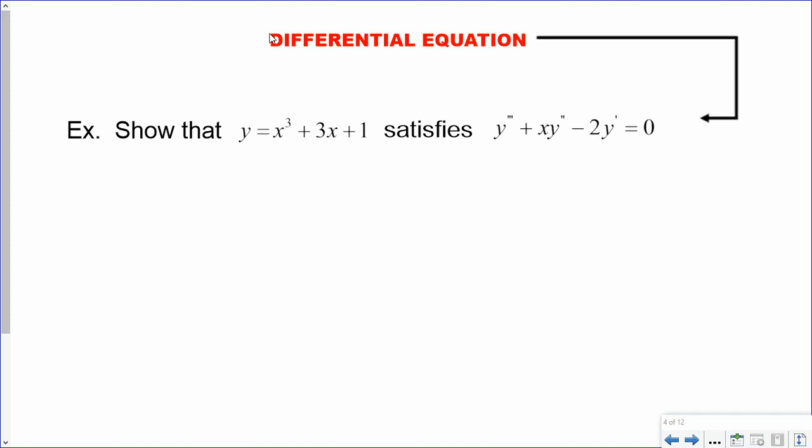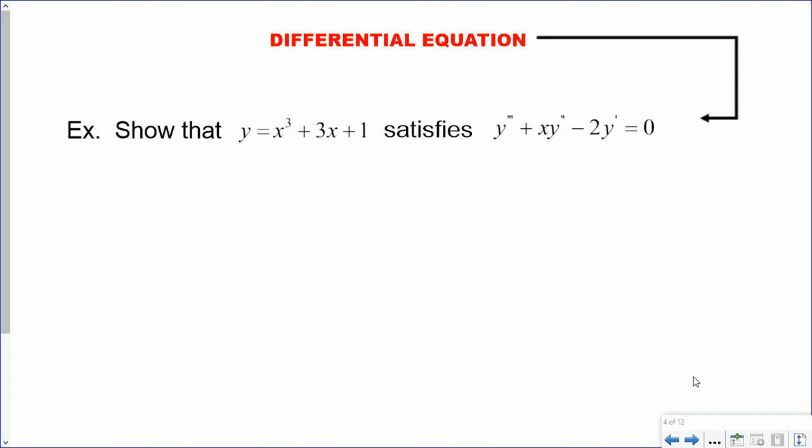And differential equations are pretty heavily used in dynamic systems in engineering and in physics. So we have a function y equals x to the power of 3 plus 3x plus 1, and I want to prove or show that it satisfies y triple prime plus xy double prime minus 2y prime equals 0. So this is a proof.